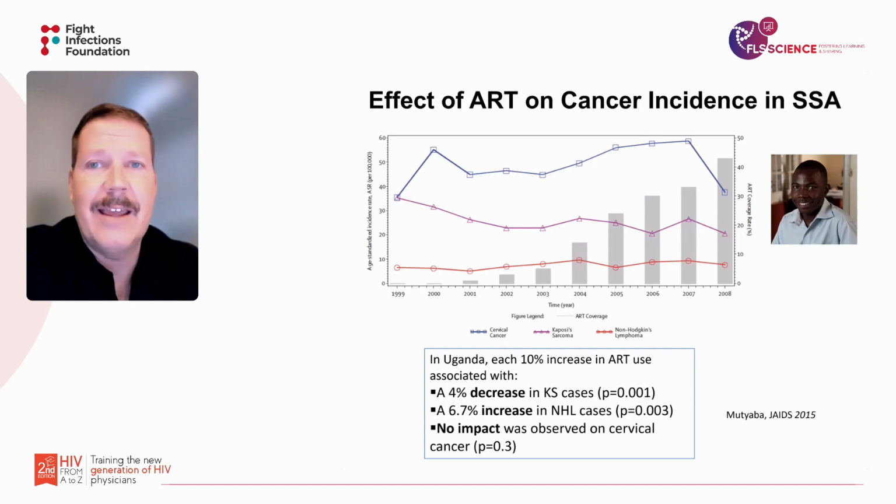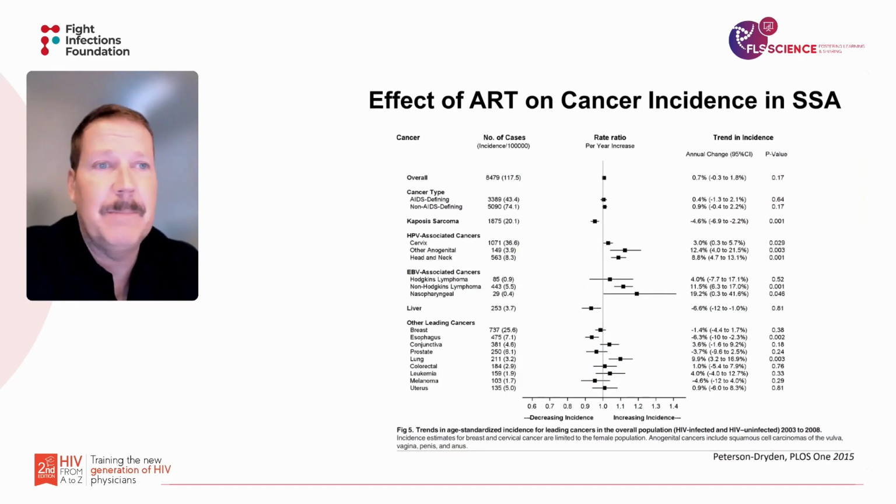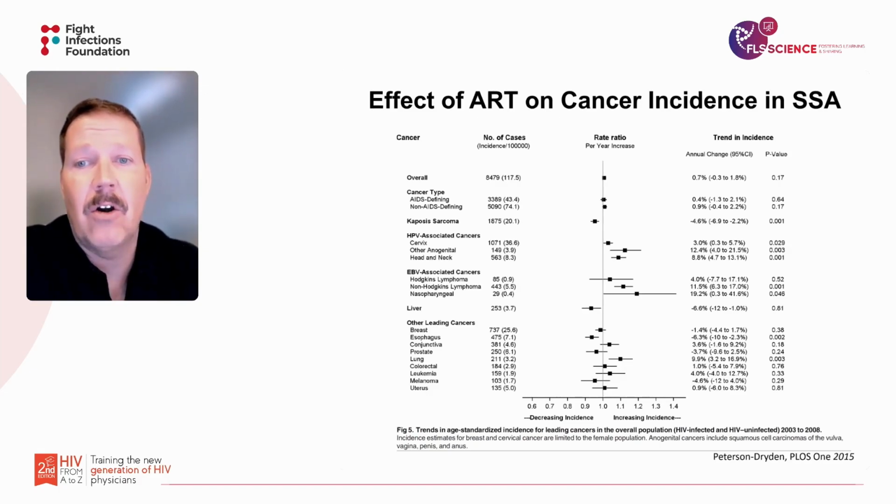We've done some work in sub-Saharan Africa. This is Innocent Mutyaba, who's led this study, looking at least in Uganda over the rollout of ART in the population. And he's also found decreases in KS and non-Hodgkin's lymphoma, however a lesser effect on cervical cancer as ART has been rolled out. Similar work has been conducted in Botswana. And again, they are finding that some cancers, particularly KS, do seem to be decreasing as ART is rolled out more broadly, but other cancers are also increasing, including anogenital cancers.